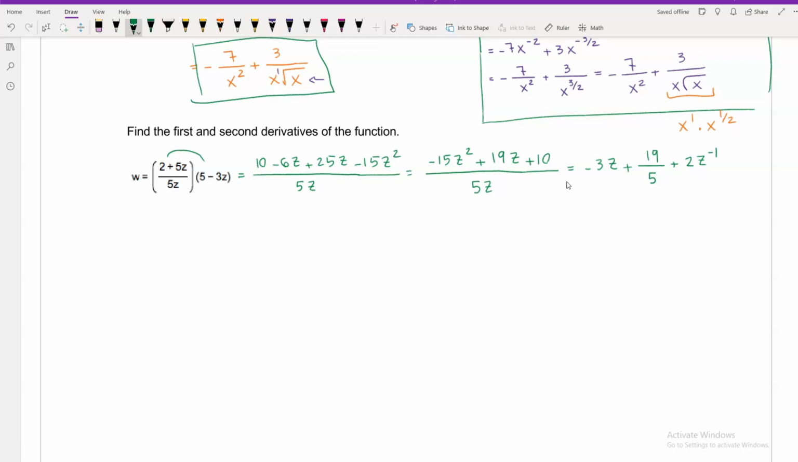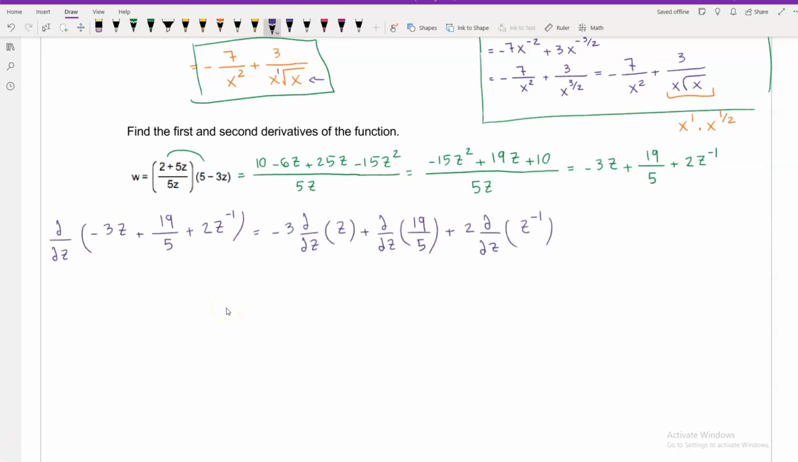Now divide, so we have negative 15z squared divided by 5z, it's negative 3z. 19z divided by 5z, it's 19 over 5. And positive 10 divided by 5z is 2 divided by z, or 2 times z to the power negative 1. Now finding derivative of each one of these terms individually. We have negative 3 times derivative of z, which is 1, plus derivative of 19 over 5, which is 0, plus 2 times derivative of z to the power negative 1.